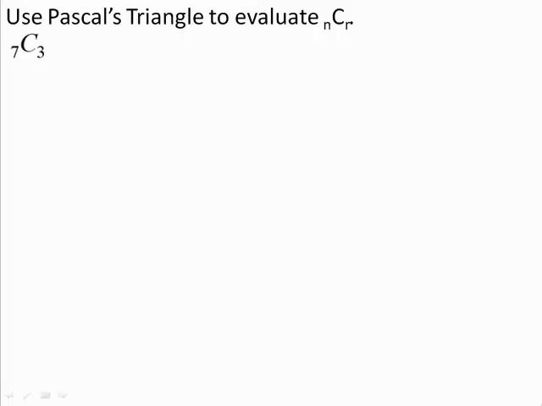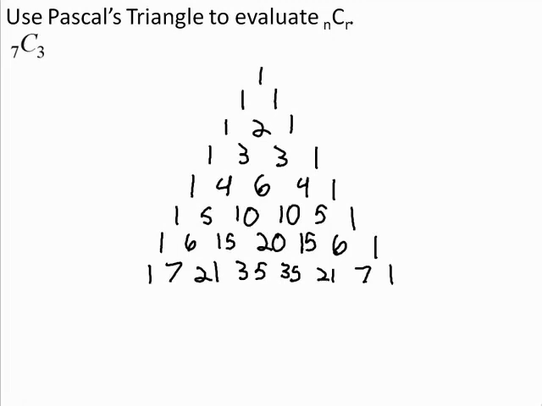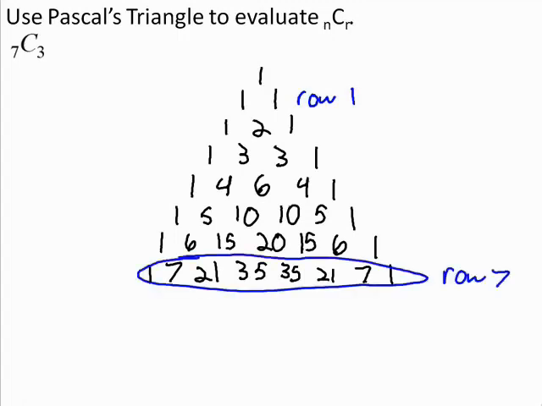Use Pascal's triangle to evaluate nCr for 7C3. Start by drawing Pascal's triangle. 7C3 is the third entry in the 7th row. Start by finding the 7th row. Note that row 1 is second from the top, so row 7 is 6 rows below this. Now find the third entry in this row. Note that the 1s on the ends don't count, so 7 is the first entry, 21 is the second entry, and 35 is the third entry. So 7C3 is equal to 35.